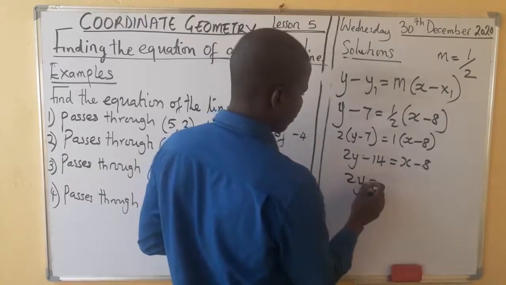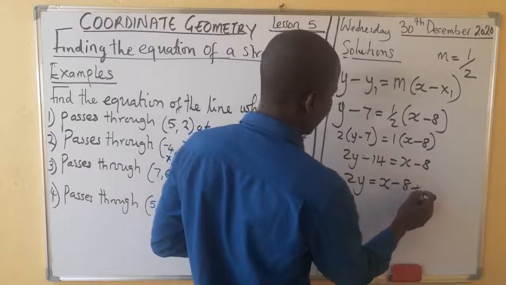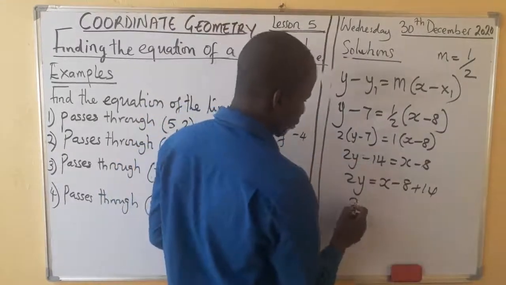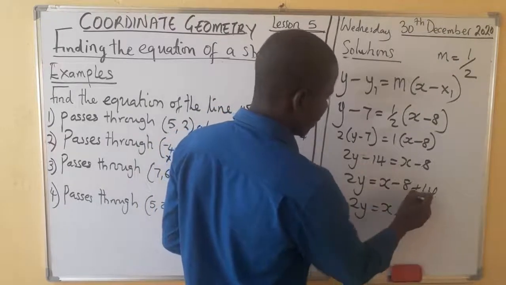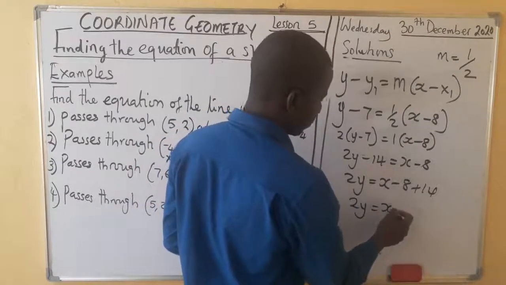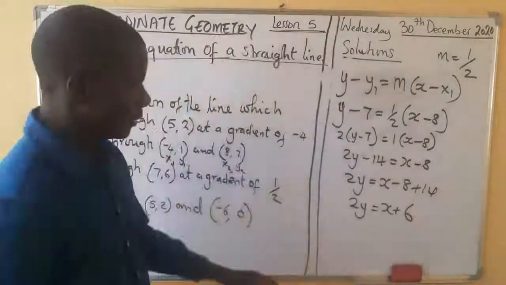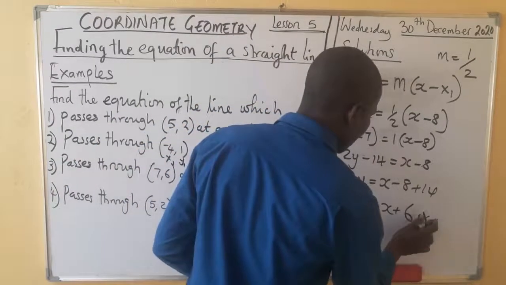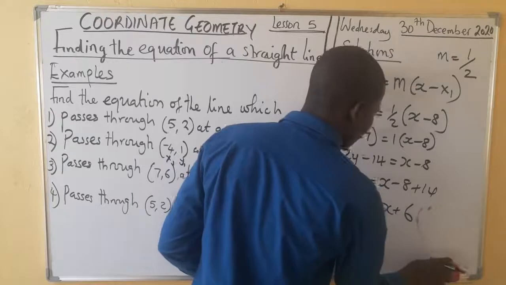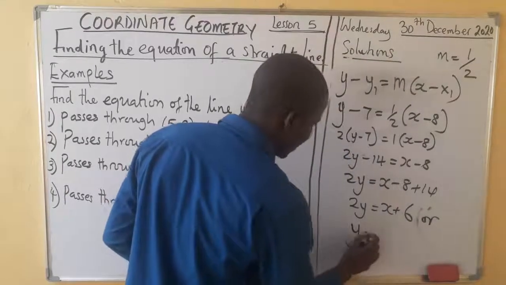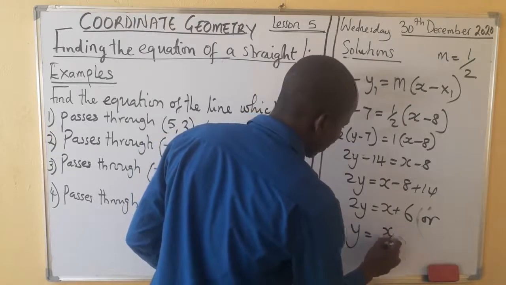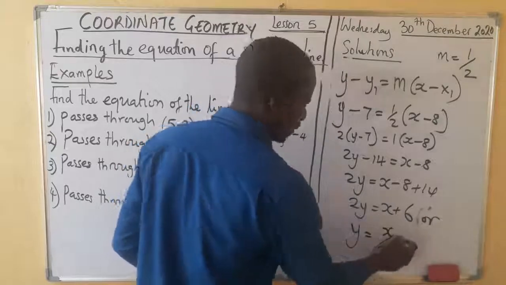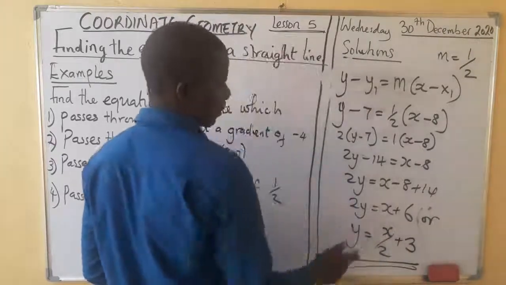So we put the like terms together: 8 plus 14. The additive inverse of this one is a plus. So we have 2y is equal to x plus 6, because of integers. We can leave it at this point, but if you want, you can go further, where you divide throughout by 2. We're going to have y is equal to x over 2 plus 6 divided by 2, which is 3. So we can either get this one or that one.